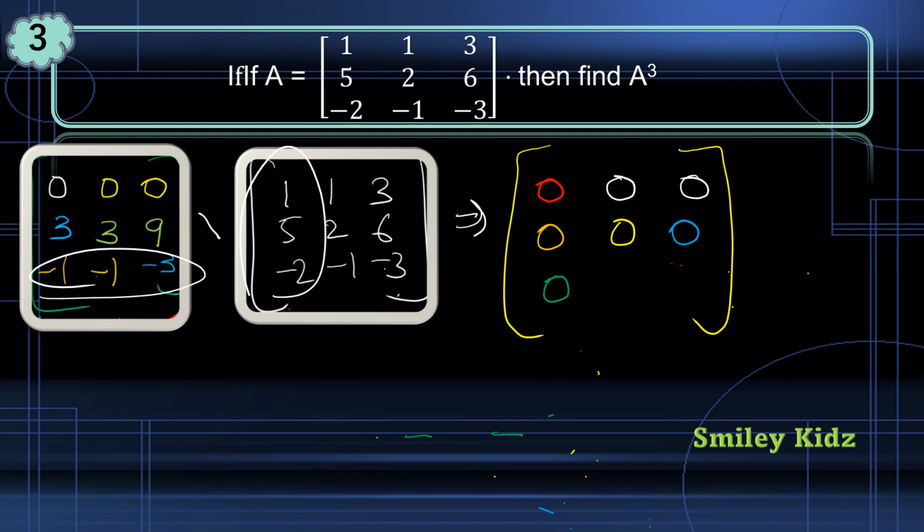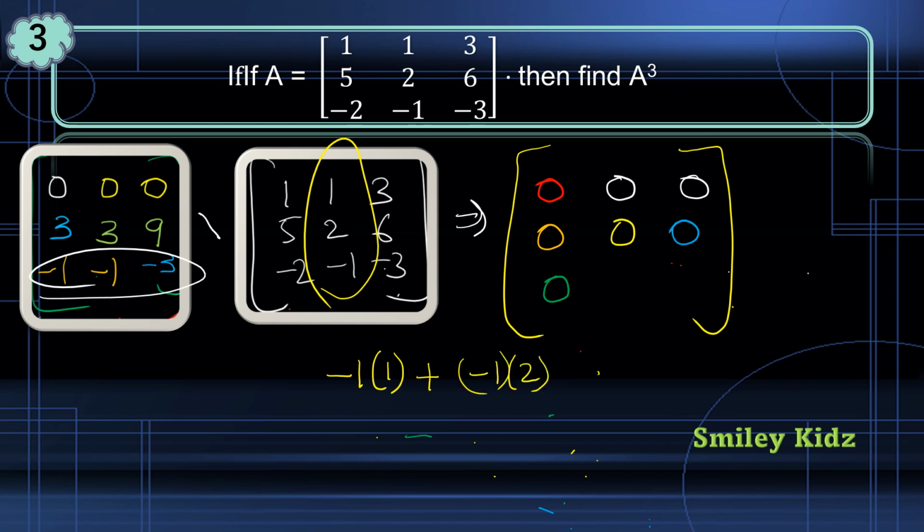Now with the second column, let's have the second column over here. That will be minus 1 into 1 plus minus 1 into 2. Alright. Then plus minus 3 into minus 1. This will be minus 1 minus 2 plus 3. Again it will be 0, isn't it? Minus 3 plus 3 will be 0.